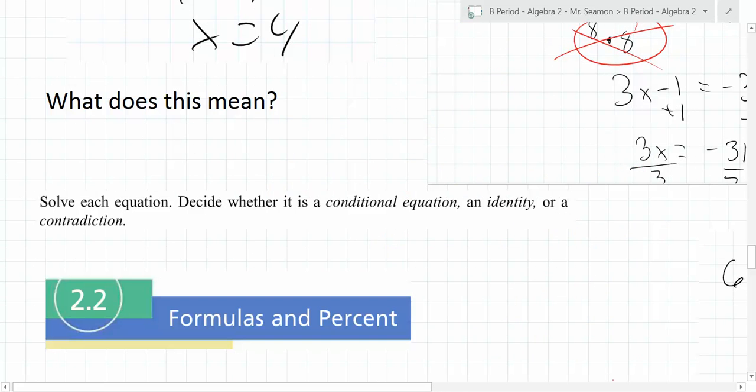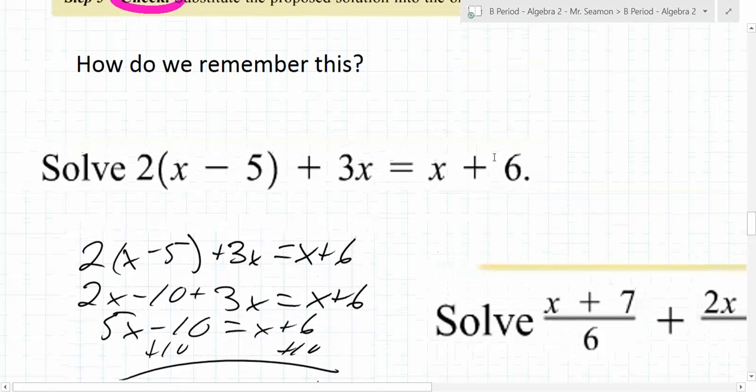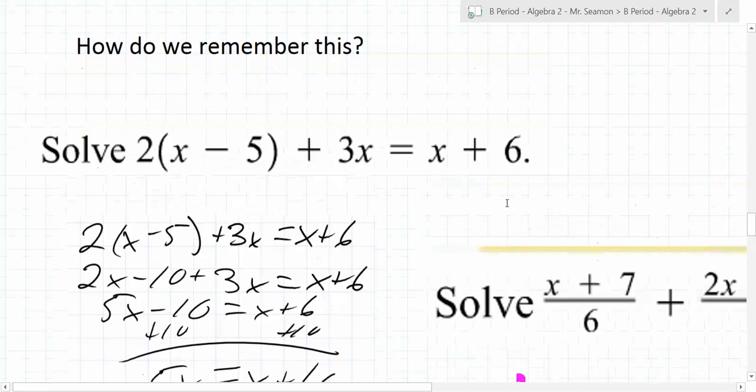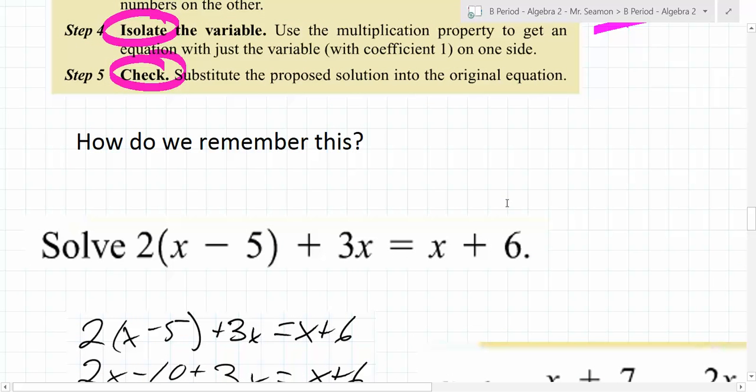They are going to be called conditional equations because they are true some of the time under certain conditions. For example, this equation right here, is this a conditional equation? This equation is true when what? When x is, what was it? 4. This is true when x is 4. Is it true at any other time? No. So it's true under the condition that x is equal to 4.